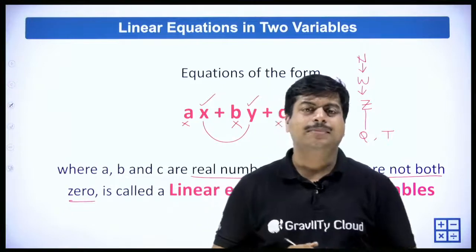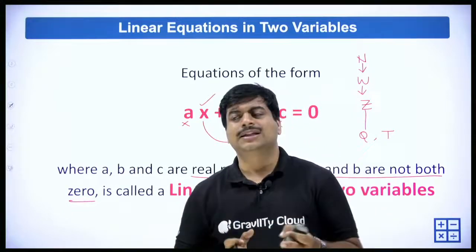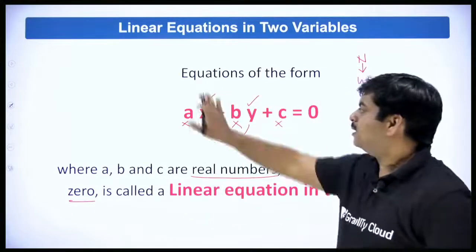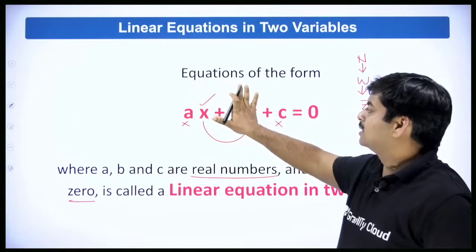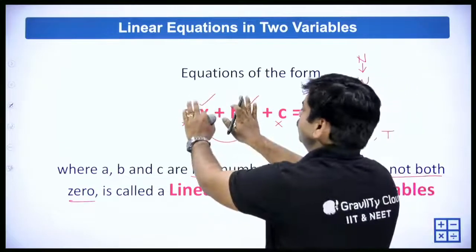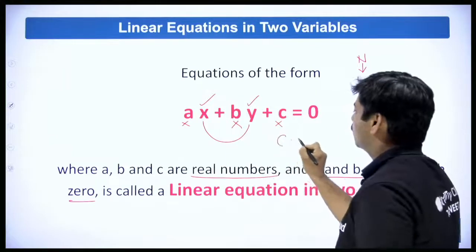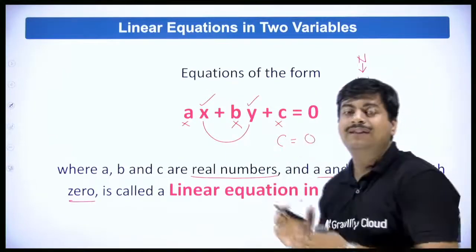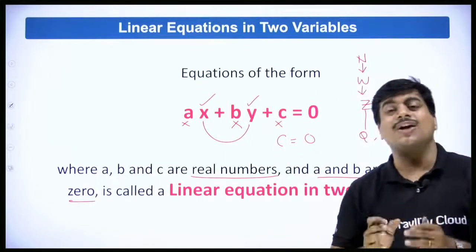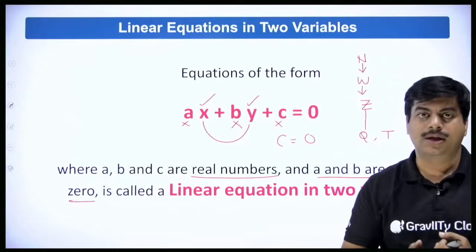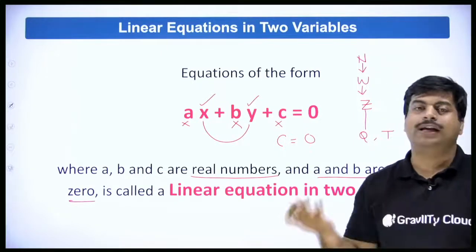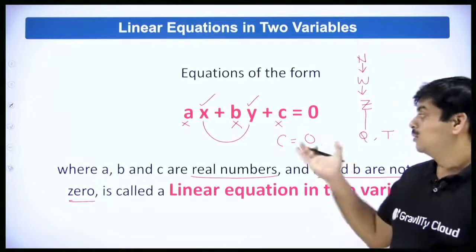What will happen, you can ask me, sir, what will happen if A and B are 0? You can also see here. If this is 0 and this is 0, so these two values become 0, we are left only with C equal to 0, which is not a linear equation in two variables, right? There is no variable here.